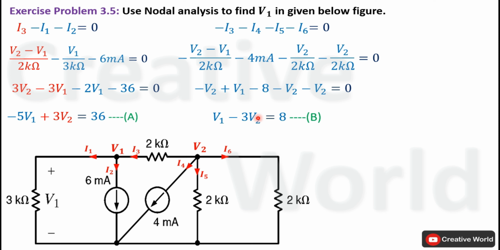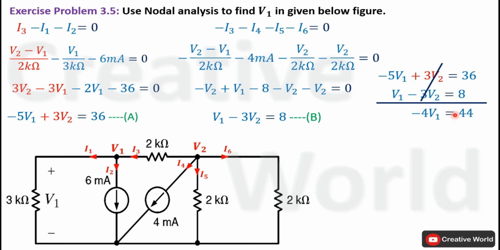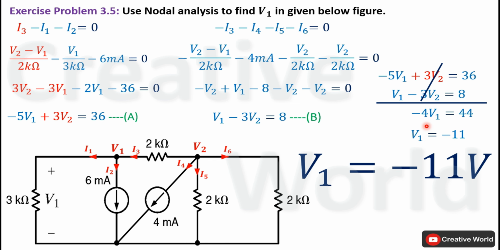Now in order to find out the value of V1, we will add these two equations together. Equation A is minus 5V1 plus 3V2 equal to 36, while equation B is V1 minus 3V2 equal to 8. Here minus 3V2 and plus 3V2 will cancel out with each other. Sum of minus 5V1 and V1 will result minus 4V1. And on the other hand side of equal, sum of 36 and 8 will result 44. Now in order to find the value of V1, divide on both sides with minus 4. The value of voltage V1 will become minus 11 volt.